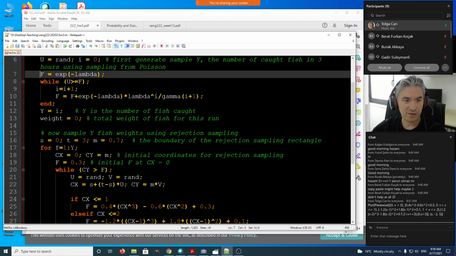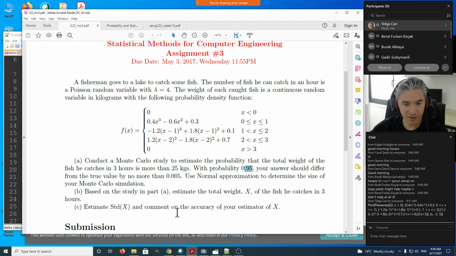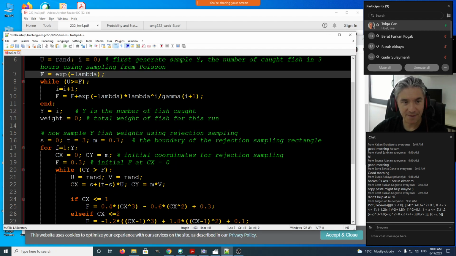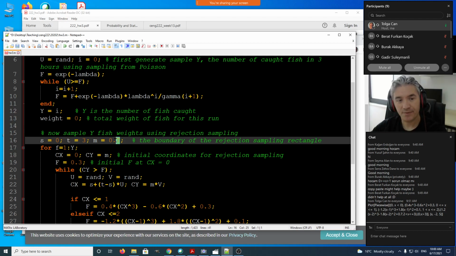Now, if you look at this curve on Wolfram Alpha, you see that the highest point is attained at x equal to 2, and it's 0.7. Plotting this curve in Wolfram Alpha helps when I'm doing my rejection sampling, because this is my box. I'm going to put a box where the x coordinates range between 0 and 3, and the y coordinates range between 0 and 0.7, which is the highest point of this curve. If you make it 0.75, it will not be really bad. You don't need to be exactly at the top level.